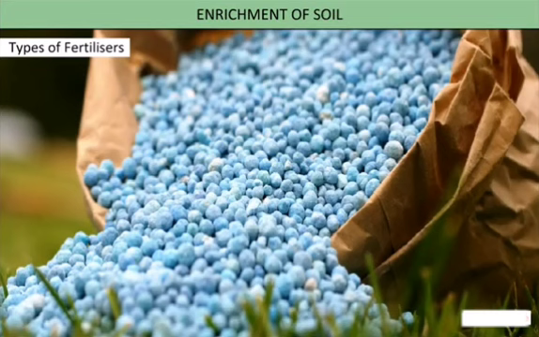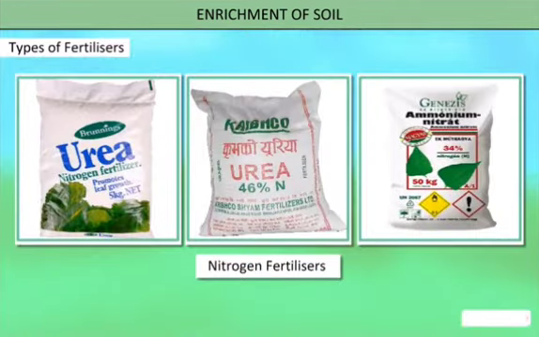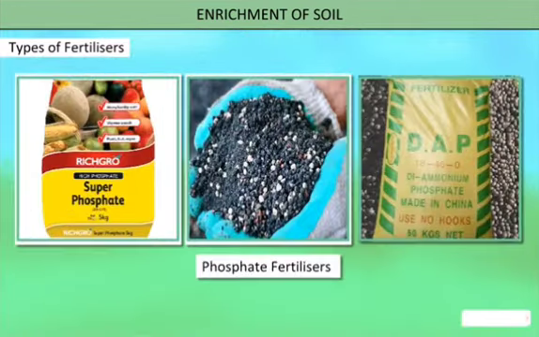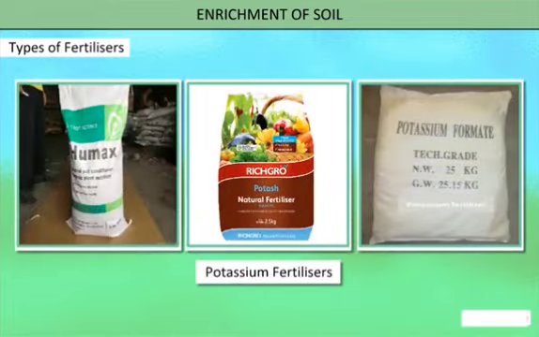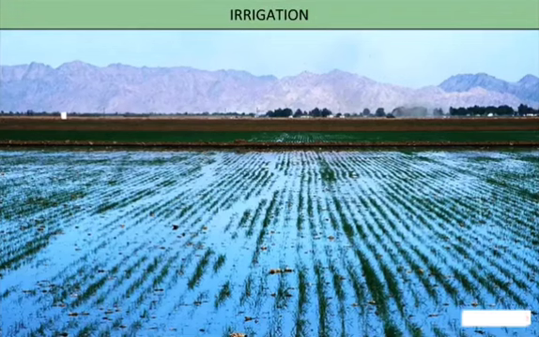Types of fertilizers. There are three main types of chemical fertilizers on the basis of availability of nutrients from them: nitrogen fertilizers, phosphate fertilizers, potassium fertilizers. Irrigation. Water supply to the fields through sources other than rain is called irrigation.